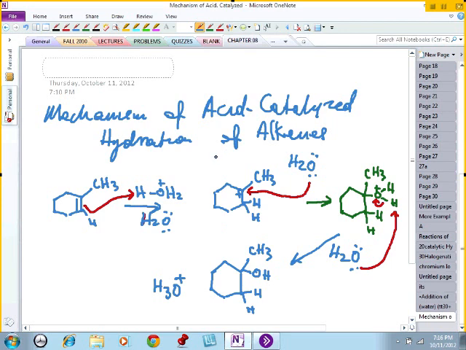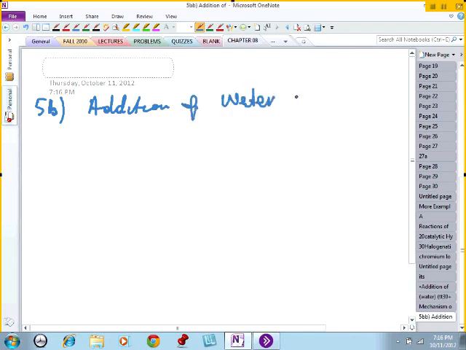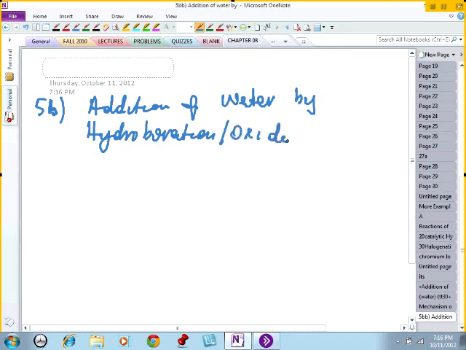Now, if on the other hand, you want to form an alcohol by adding water to a carbon-carbon double bond without the formation of a carbocation, there are a couple of reagents that you can use. Okay, so let us say this is 5B, addition of water by hydroboration/oxidation.